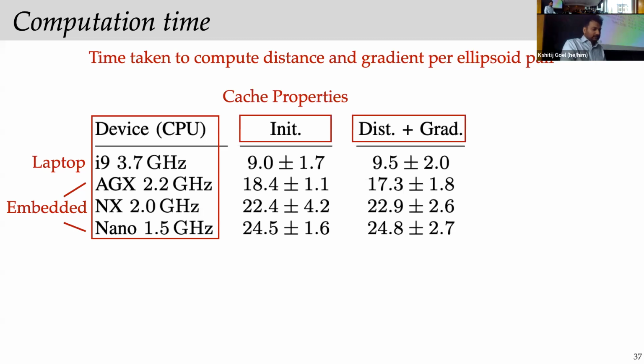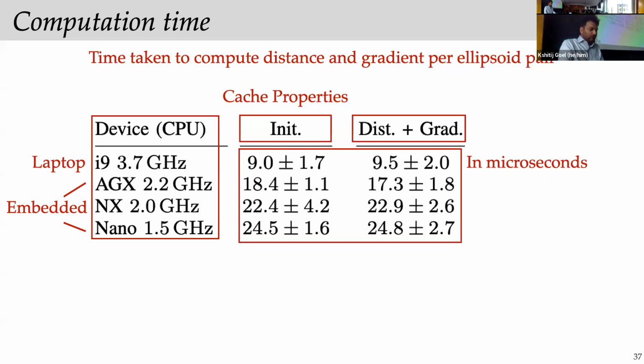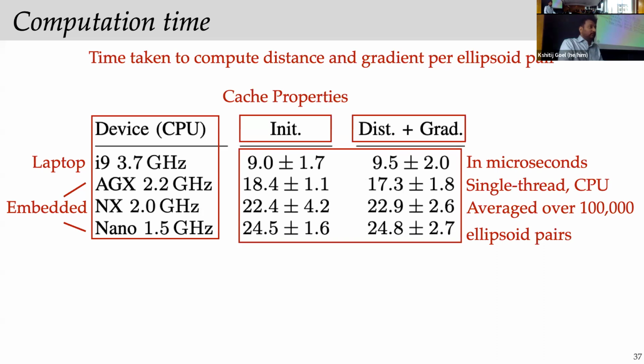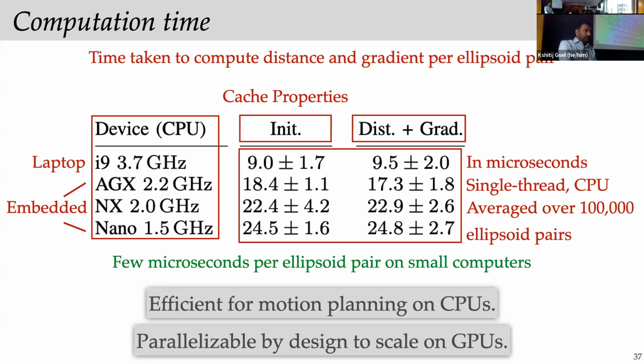The actual computation of distance and gradient is in the second column of this table. Note that these times in the table are shown in microseconds on a single thread of CPU and averaged over 100,000 random ellipsoid pairs to make sure there's no issue. From this table, it is clear that on a per ellipsoid pair basis, the computation is in a few microseconds, even on embedded computers like the Nano. Since we have benchmarked this on a single thread of a CPU, it should be efficient enough for motion planning on CPUs as well as parallelizable to scale on GPUs if there's a need for it.